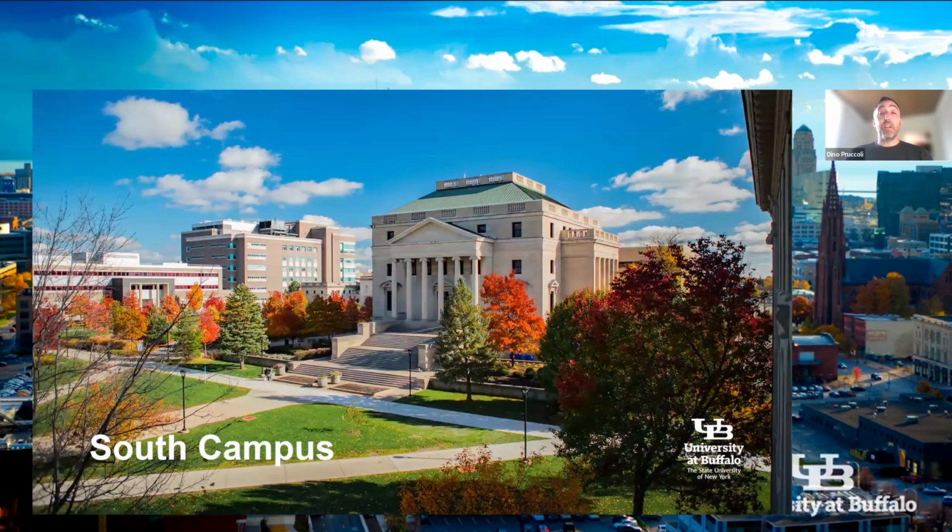UB South Campus was built in the 1920s. It's 153 acres, and it's home to the School of Architecture and Planning, dental medicine, nursing, pharmacy, and public health. So if your students are studying those majors, they would be on this campus. Both the North Campus and the South Campus have on-campus housing, and we have a UB bus system that goes in between all three campuses all day and into the late evenings.